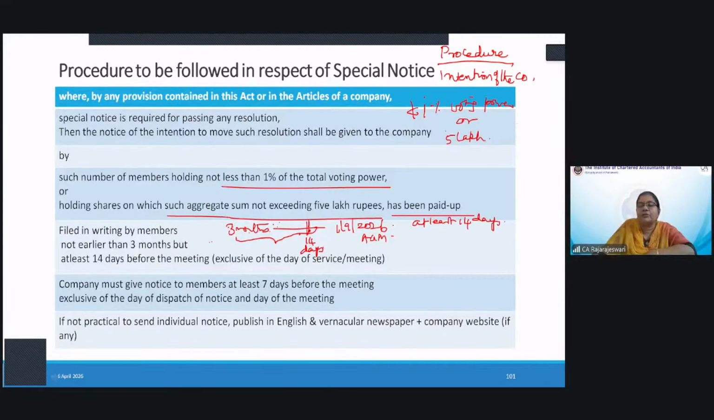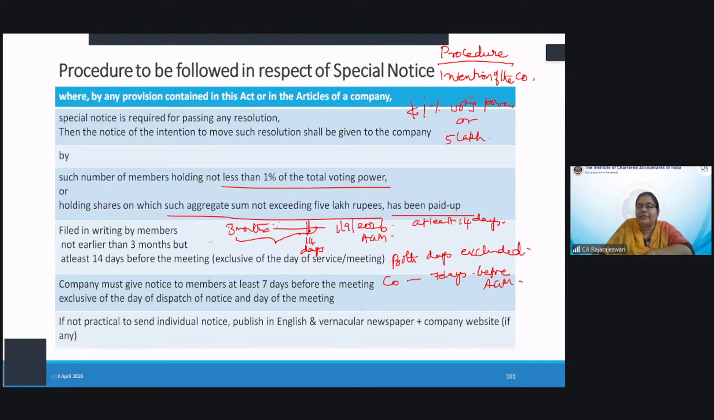Before they should have to give this, exclusive of the day of the service and the day of the meeting. So that both days are excluded. And the company should have to give the notice to the members at least 7 days before the meeting. Before the AGM, it should have to give the notice.